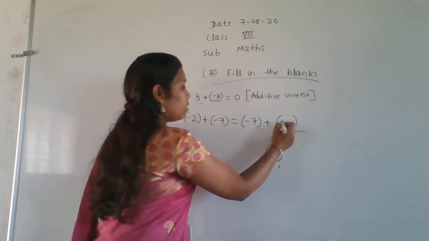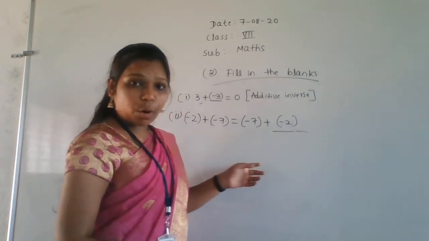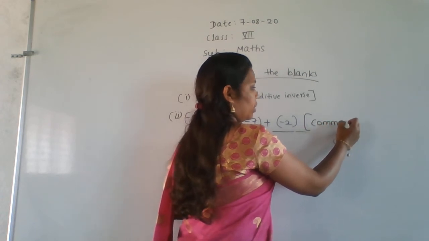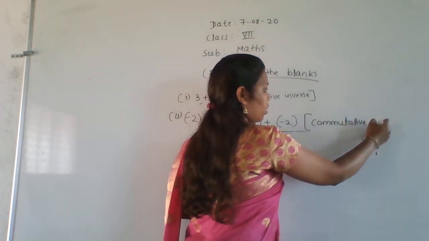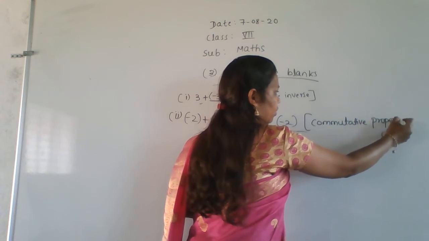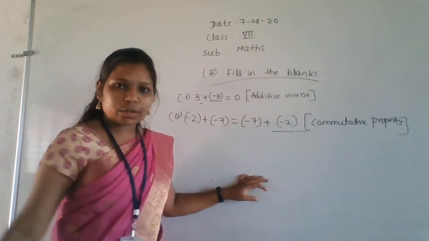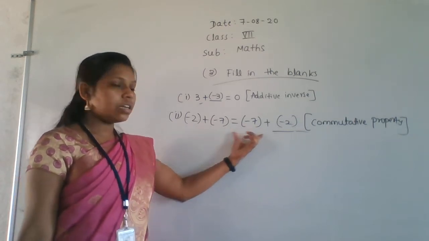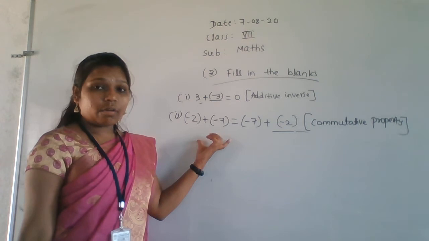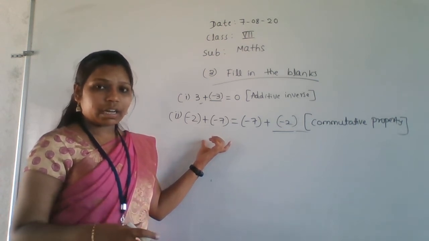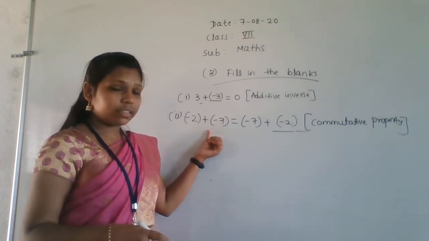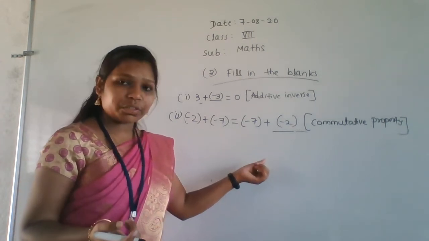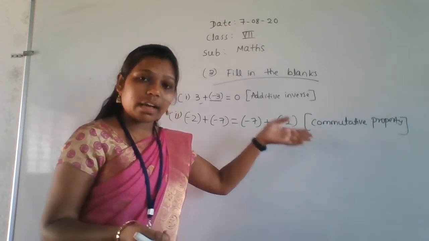That is nothing but minus 2. And which property is it? Commutative property. It is nothing but additive commutative, because the addition symbol is there. In subtraction it will not hold, but if it is multiplication, then it is the multiplicative commutative property. Here we are discussing only addition, so it is the commutative property in addition.